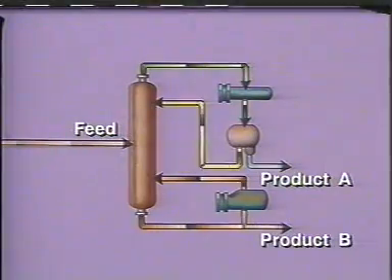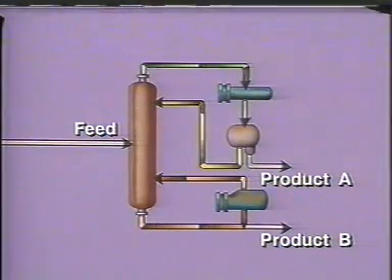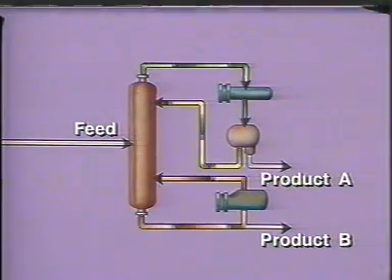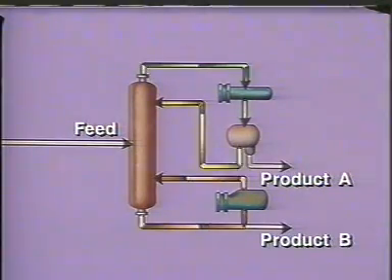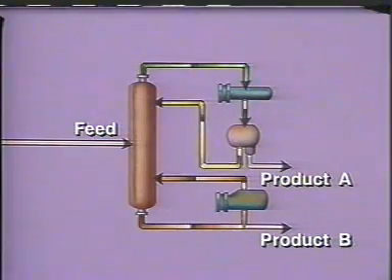The feed rate is reduced until the tower is on total reflux. At this point, no feed is being added to the column and no products are being withdrawn. The material that remains in the tower continues to fractionate, but is not removed as product.